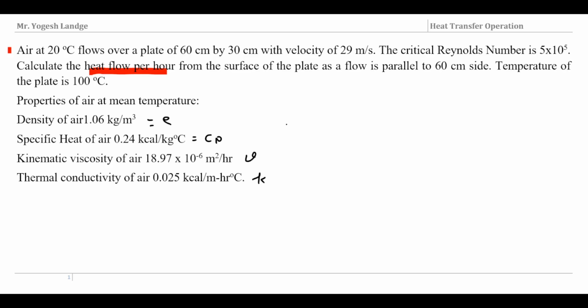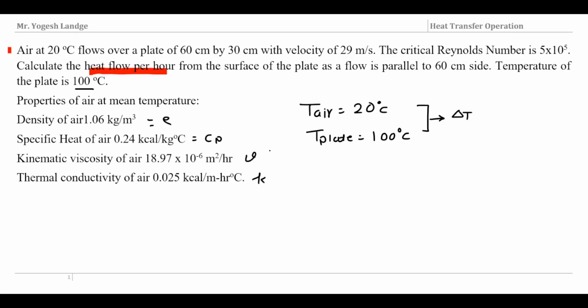Apart from this, the data with us is the air temperature. So temperature of air is 20 degrees Celsius. And also we have the plate temperature mentioned here. So temperature of the plate on which the heat is flowing is 100 degrees Celsius. With the help of these two, we can calculate the temperature difference, which is delta T. Later on we will calculate it.